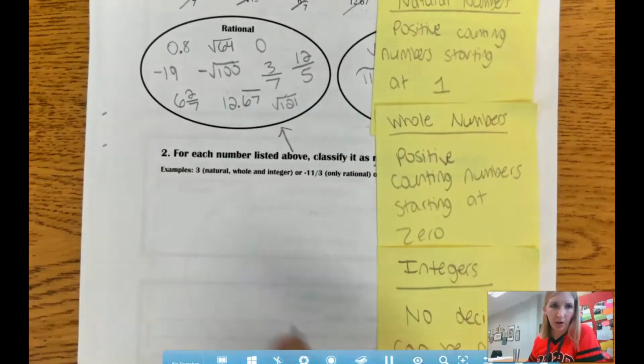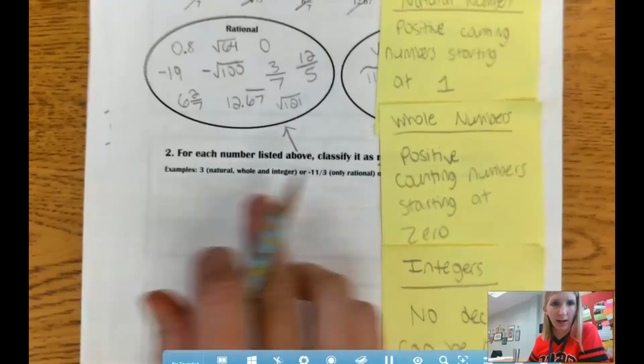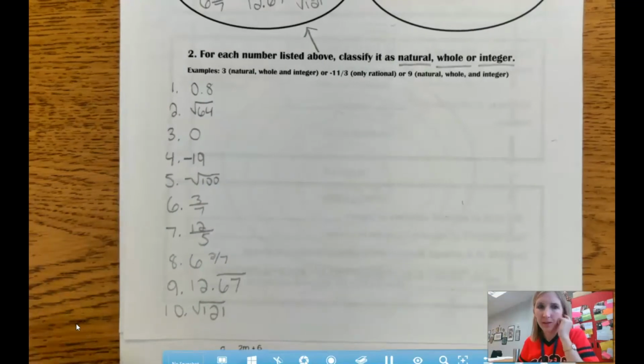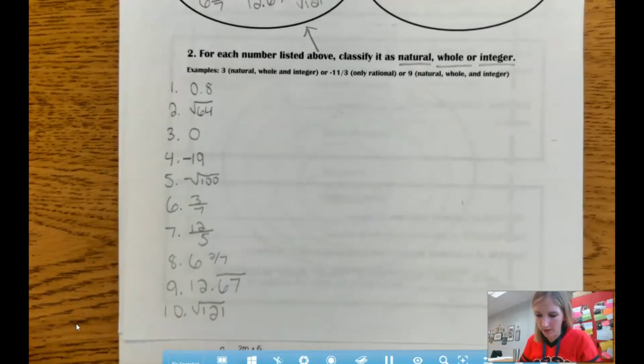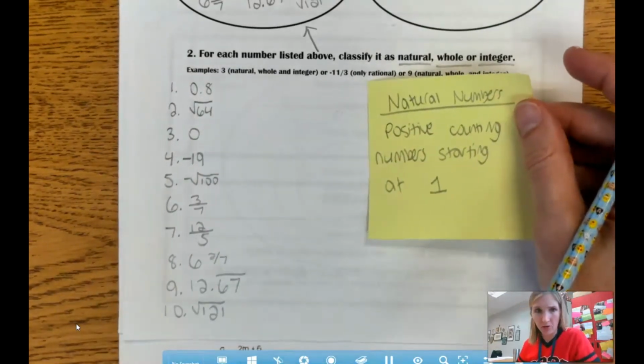So I'm going to go ahead and pause the video and list out all the rational numbers above so that we can go ahead and classify them. So I wrote out all of the numbers. Now I am ready to classify them. So we'll always start off with natural, because if something is natural, then it's also the other two.